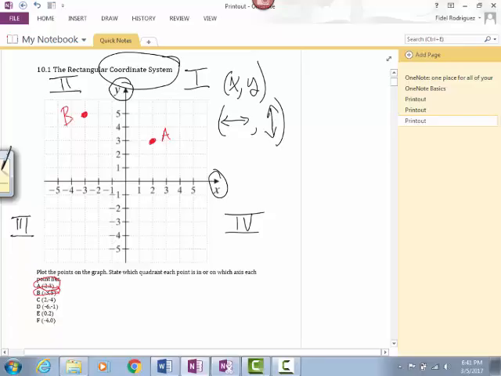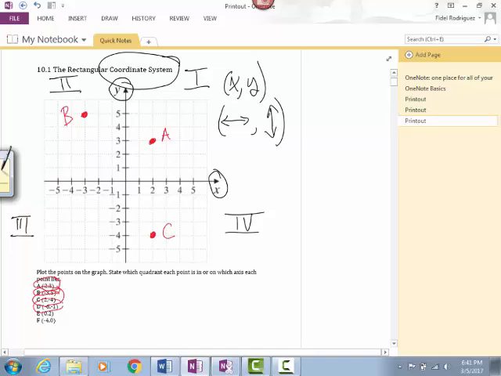Now let's go ahead and do C. So C is my point 2, negative 4. So again, from the middle, I'm going to move to the right, 1, 2. If my second number is a negative 4, I need to move downward now, 1, 2, 3, and 4. And that's my point C.